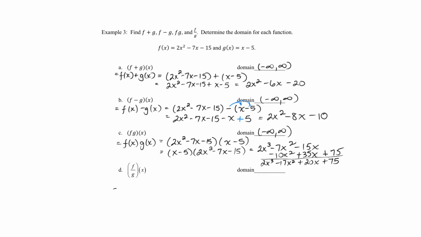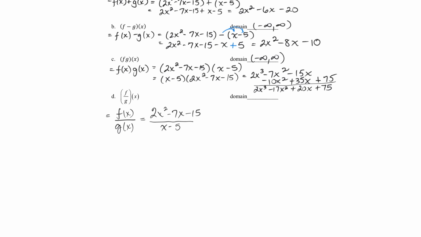And then finally, f divided by g of x is f of x divided by g of x, or 2x squared minus 7x minus 15 divided by x minus 5. In this one, I'm going to have one restricted value, right? Because if I solve for my restrictions on this one, x minus 5 equals 0, add 5 to both sides, my restricted value is x equals 5, right?